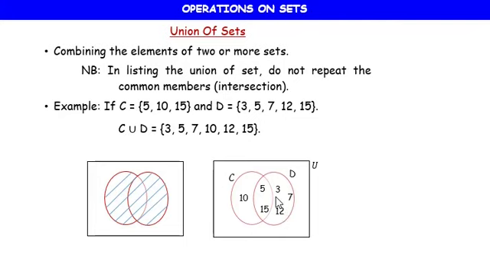Alright, so if I ask you to tell me the members of set C, just look at the circle of C. It is simply 5, 10, and 15. If I tell you to list the members of set D, it is going to be 3, 5, 7, 12, and 15, as you can see in the circle of D. But then the union encapsulates everything in the two circles. Right, so that is union of set. Okay, let's move on.